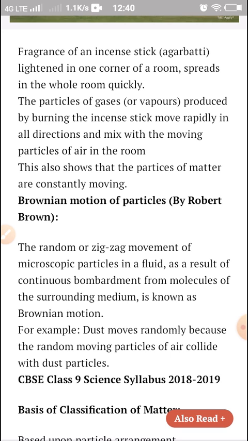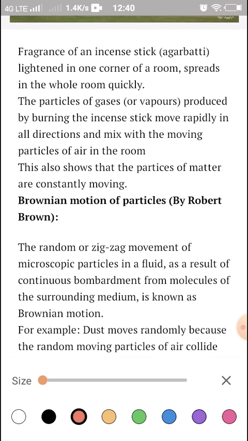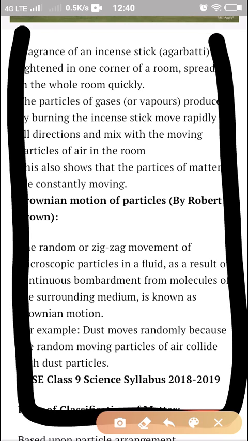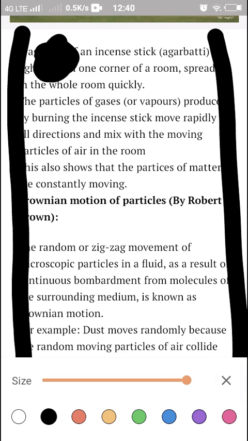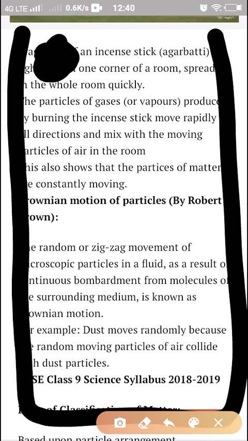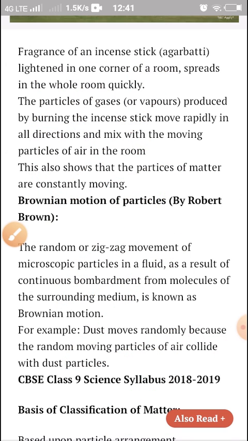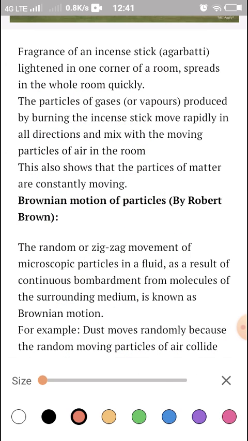What happens is basically, when we have a room and we have an incense stick over here, the incense smell also spreads because air is present everywhere here. Let me do it one more time.